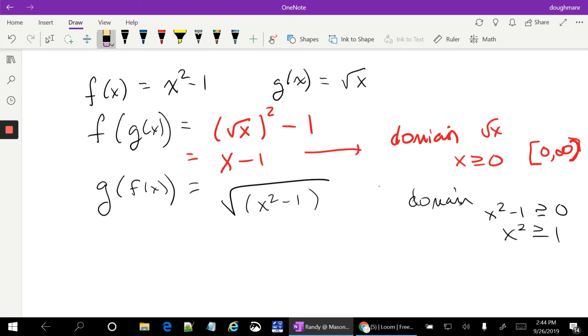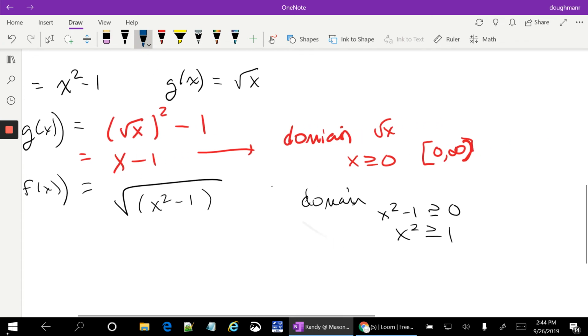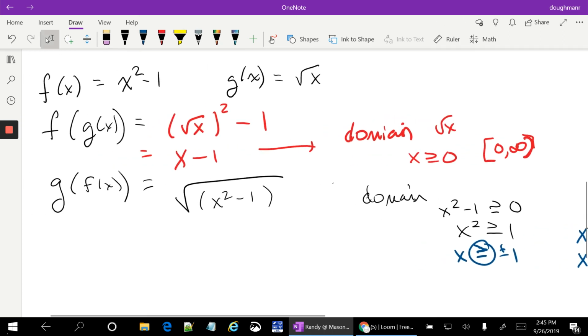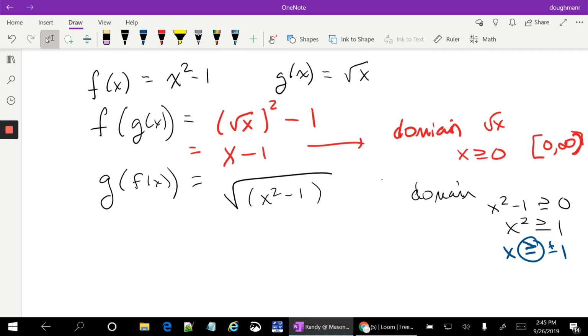Okay, remember x squared has to be greater than or equal to 1. If I take the square root, remember that when I take the square root, I do plus or minus 1. I got to think about this one. So in order for x squared, I believe x has to be greater than or equal to 1, or x has to be less than or equal to negative 1. I think that through. All right.